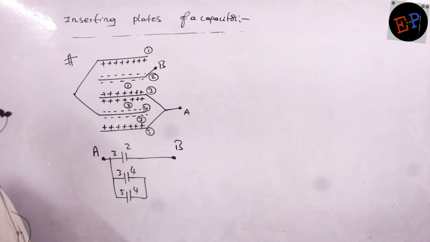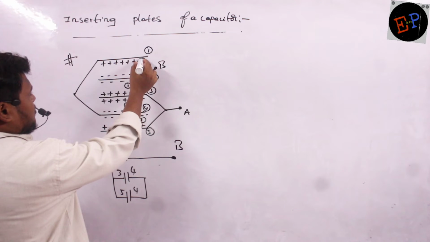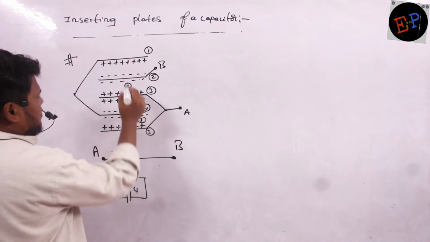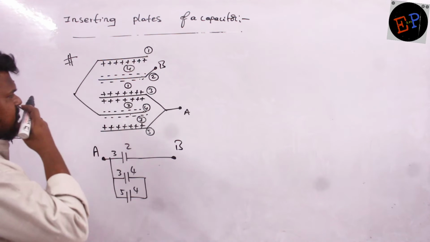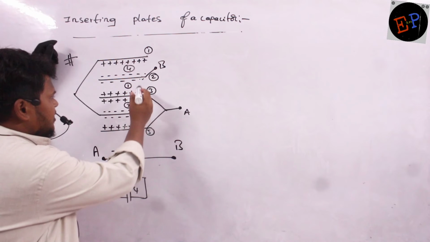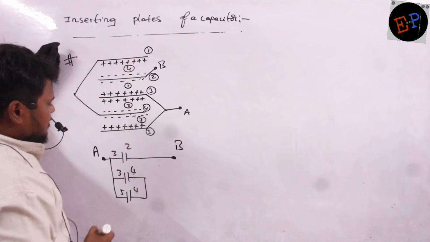Clear? So there is one more capacitor, this capacitor 1 and 2. So this will form the fourth capacitor. Clear? But you see how they are connected. Second plate is connected to B.